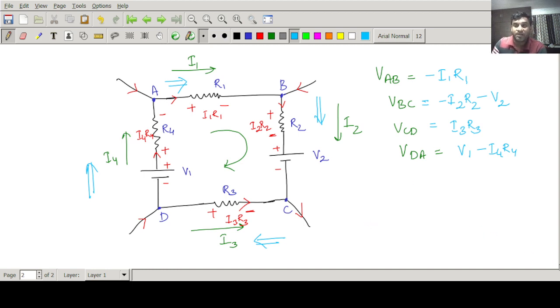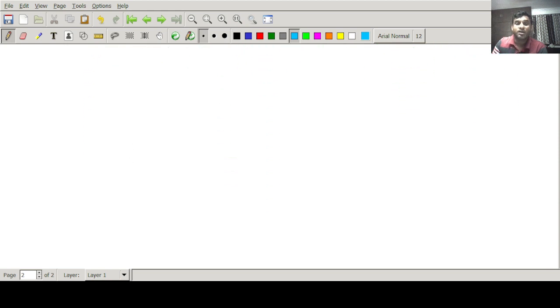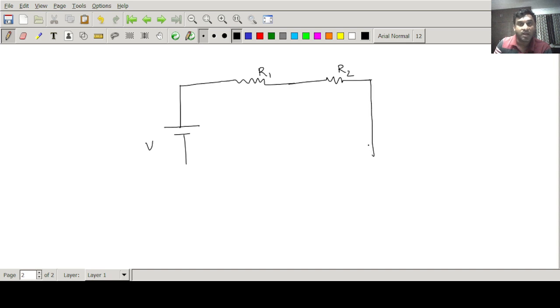Suppose I take a practical, whole circuit. Let us think that I am taking the circuit like this. Suppose there is a voltage source here, let the voltage source be V, and I am taking one resistor, R1, and another resistor, R2, and I am completing the circuit. Okay, so let us modify the circuit a little bit. I am connecting another voltage source in this way. Let this be V1, and this be V2.